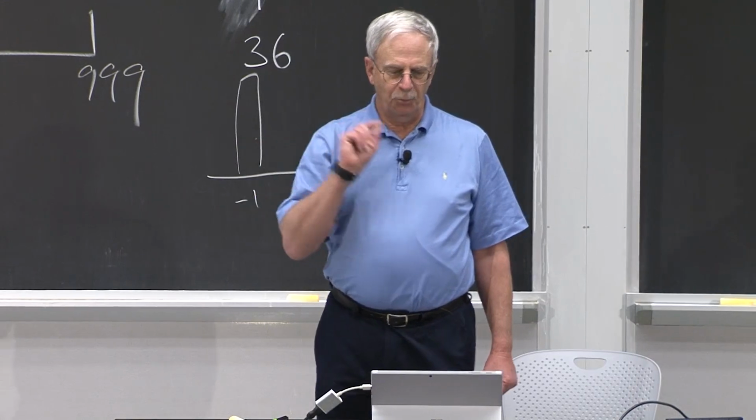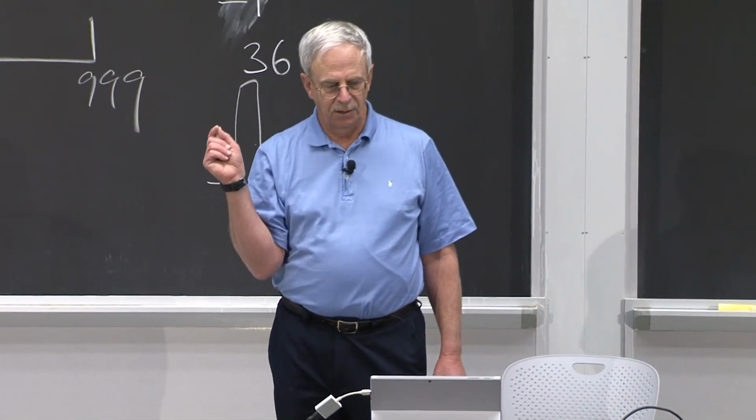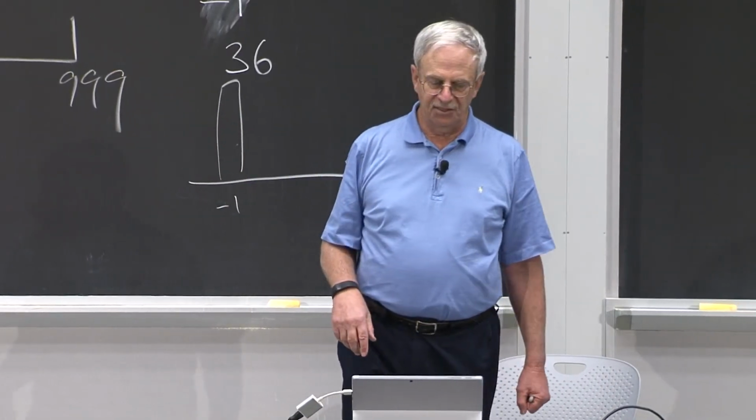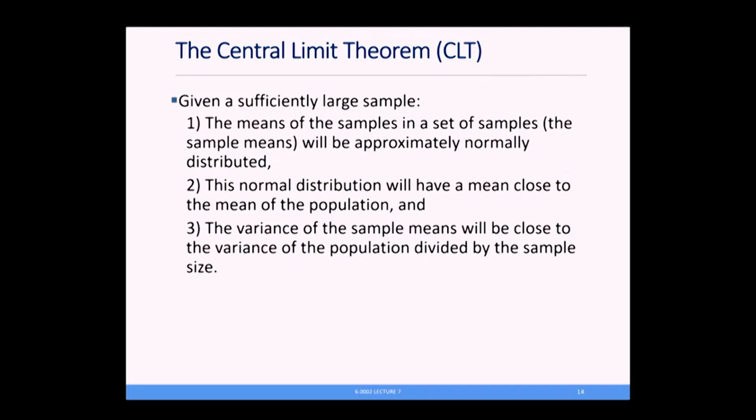As soon as we end up reasoning not about a single event, but about the mean of something, we can apply something called the central limit theorem. And here it is. For something so important, it's actually very simple. It says that given a sufficiently large sample, and I love terms like sufficiently large, but we'll later put a little meat on that, the following 3 things are true. The means of the samples in a set of samples, the so-called sample means, will be approximately normally distributed.